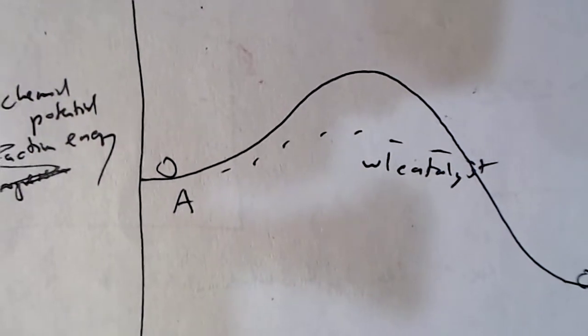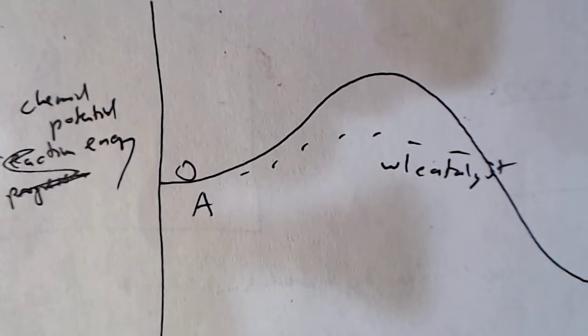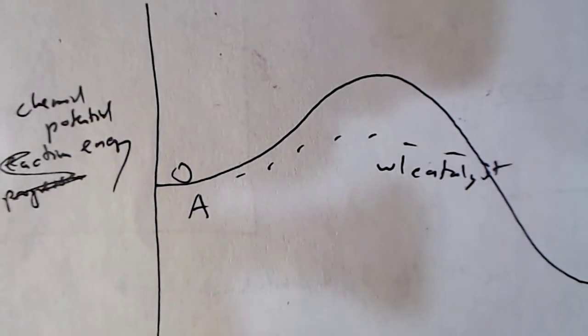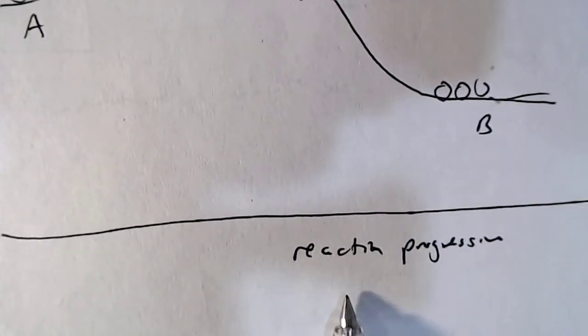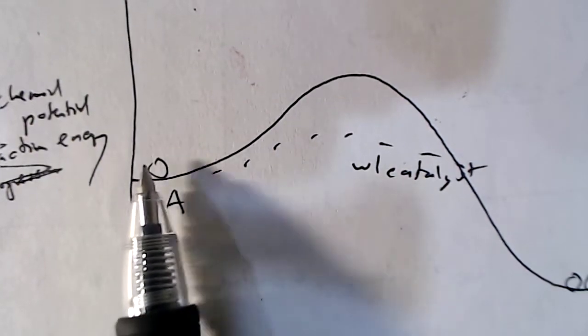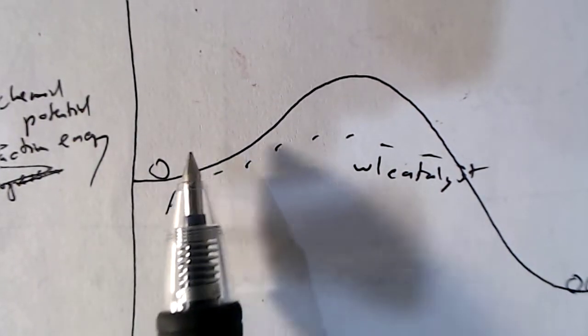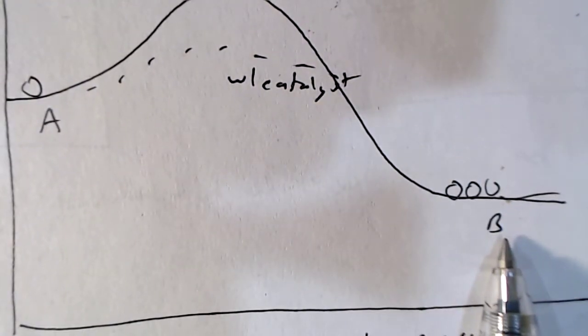Hi everyone. So we're going to learn about how to predict whether there's going to be more product or reactant after equilibrium is established today by getting a look at equilibrium constants and reaction quotients. So let's say that we have a diagram like in the last chapter of chemical potential energy versus reaction progression. So we might start out with a bunch of A's, maybe 4 A's, and they might turn into some B.